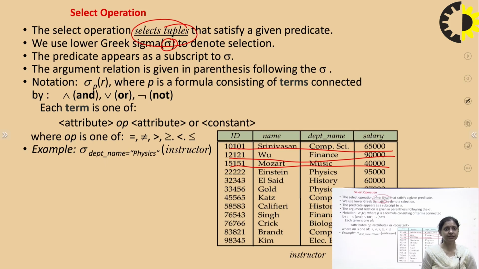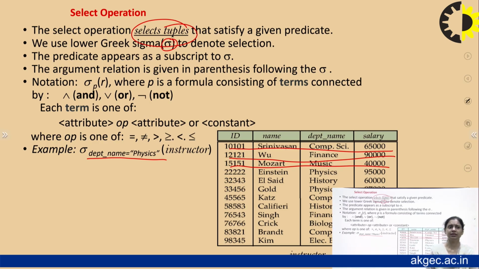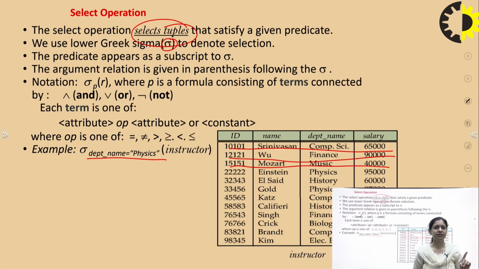Now the condition or the predicate that we are giving comes as a subscript of this sigma. Suppose we look at the example: we have an instructor table and we need to identify all those records whose department name is physics. To identify those records, we need 3 things at a time. The first is the identification, whether we need to identify records or attributes. It is clear that we want the records to be identified.